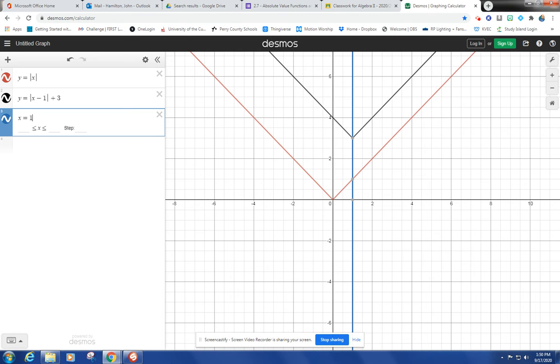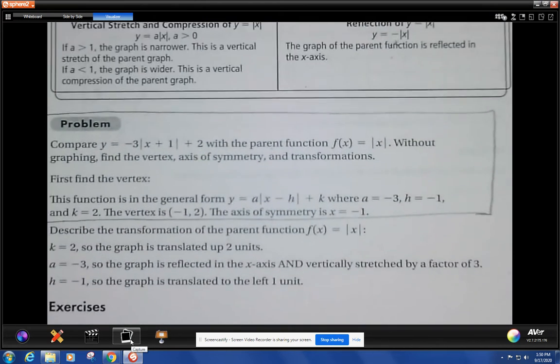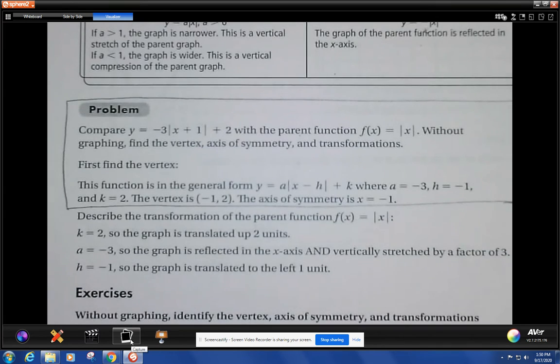So let's look at a live example here. I think this will help us maybe to get where we need to get to. It says compare y equals -3 absolute value of (x plus 1) plus 2 with the parent function f of x equals absolute value of x. Now notice this. It says without graphing, find the vertex, axis of symmetry, and transformations. So let's think first of all about the vertex.